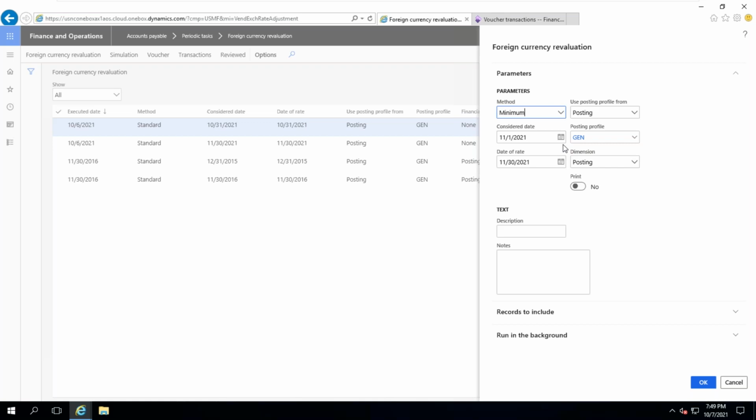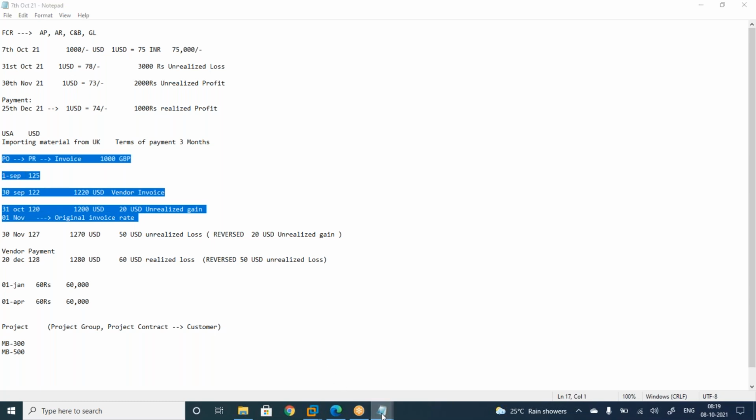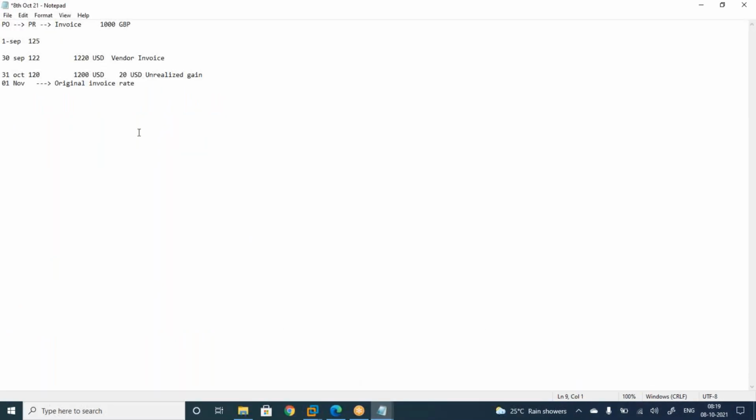Can you explain that invoice date again? Okay, invoice date. Fine. So what is the purpose of this and why do you have to put a date as 11/1? Sorry, because, take this example. I'm taking this example and copy pasting it to notepad. Now today it was posted 1000 GBP.